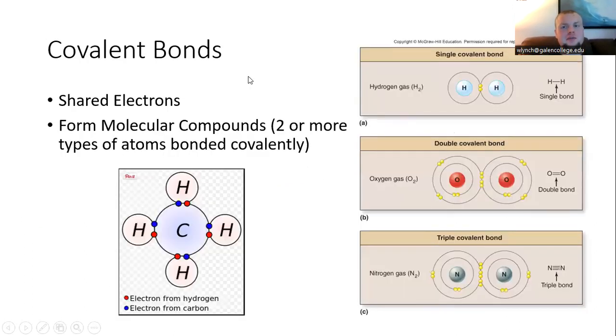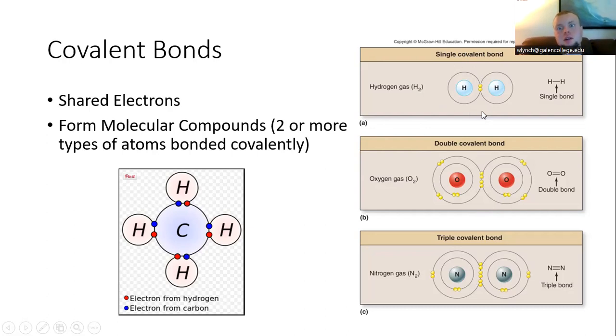Next kind of bond is a covalent bond. Covalent bonds are going to be between like molecules. So they share electrons, right? Two or more types of atoms that are bonded are going to be covalently bonded. In this case, we have like atoms that are bonded here.